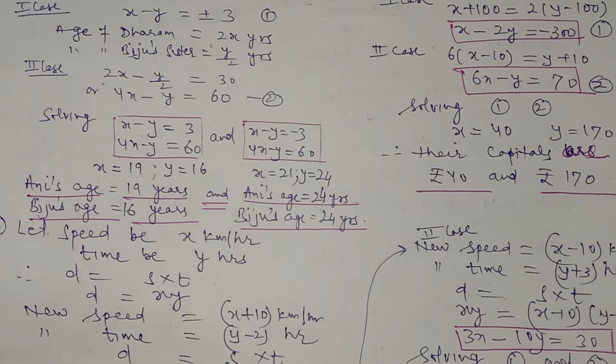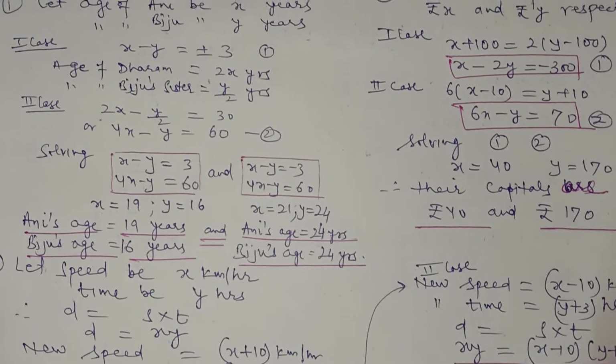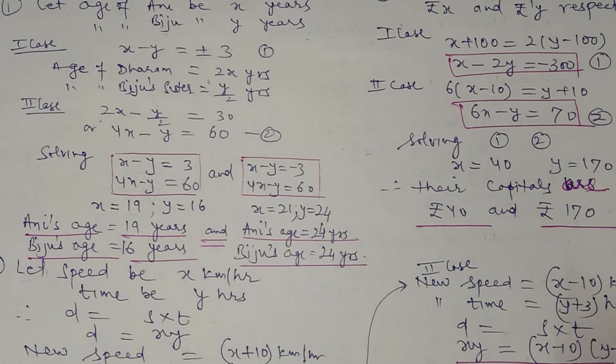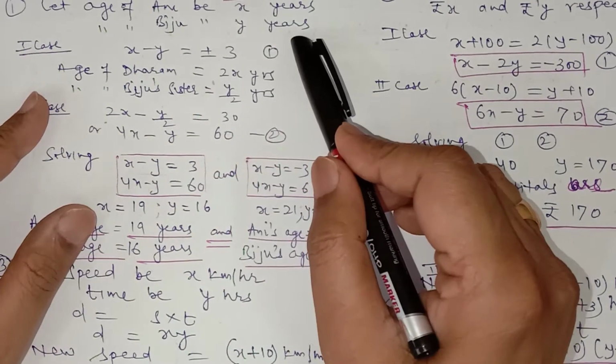Now let us do the questions of exercise 3.7. In question number 1, it is given that the difference between the ages of Ani and Biju is 3, and the difference between the ages of Dharam and Biju is 30. So let Ani's age be x years and Biju's age be y years.